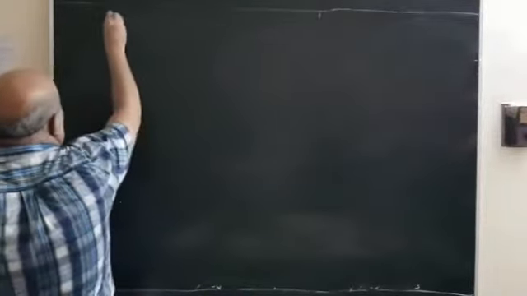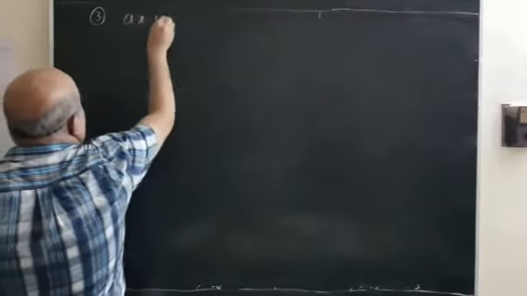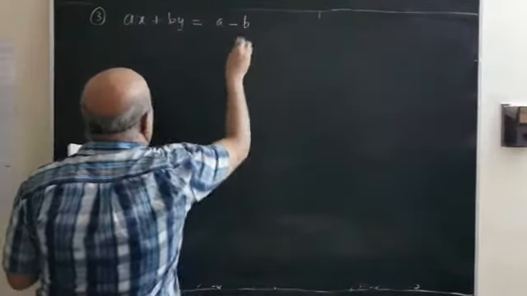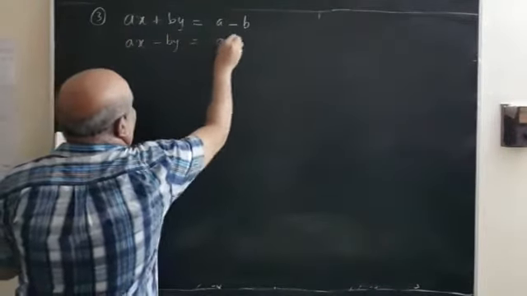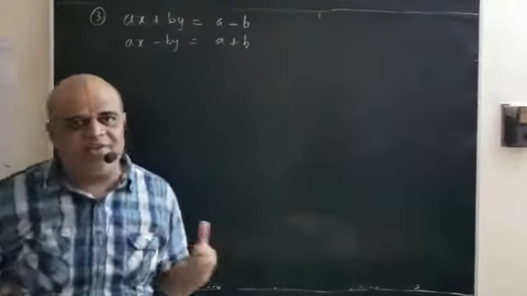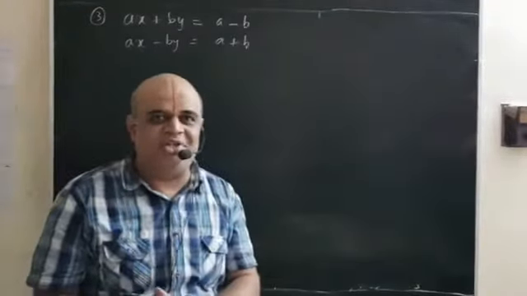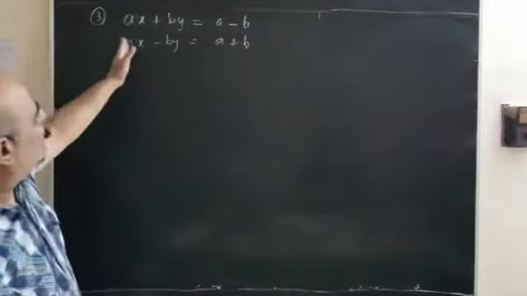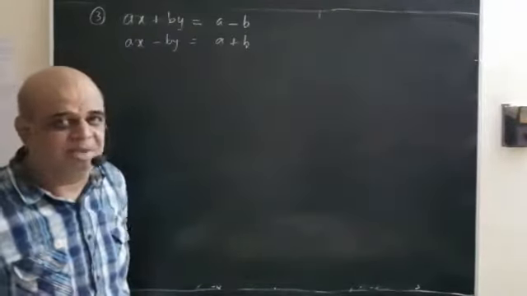This time I'm going to take this sum: ax plus by is equal to a minus b. Ax minus by is equal to a plus b. So will you notice the difference in the question? Instead of numbers as coefficients, this time we have constants as coefficients. So a, b, a minus b and so on, they are constants rather than numbers.